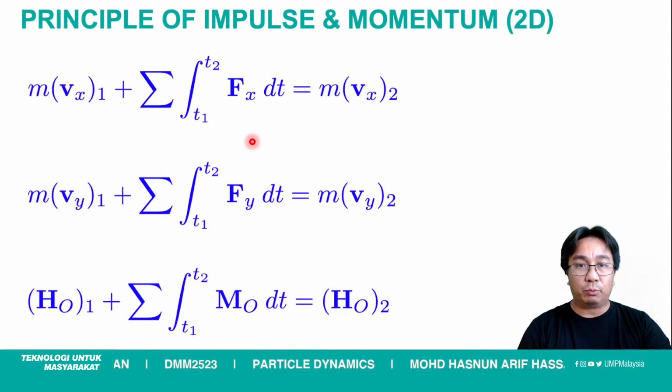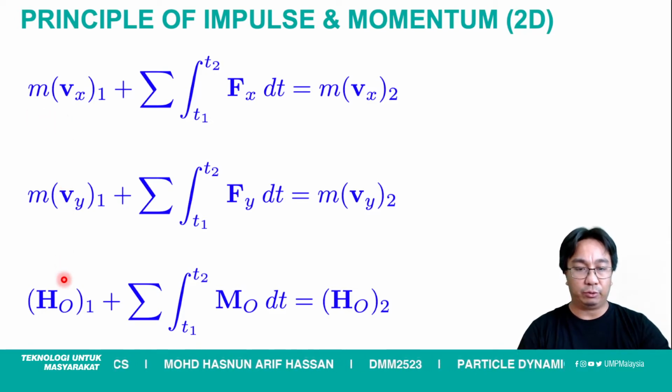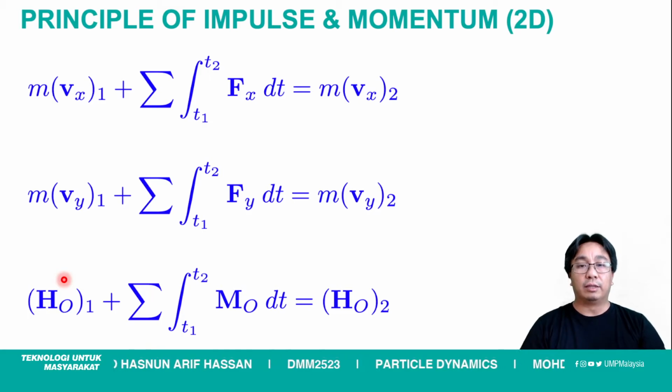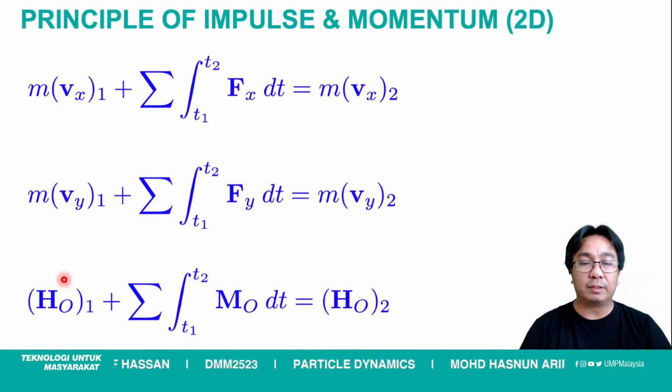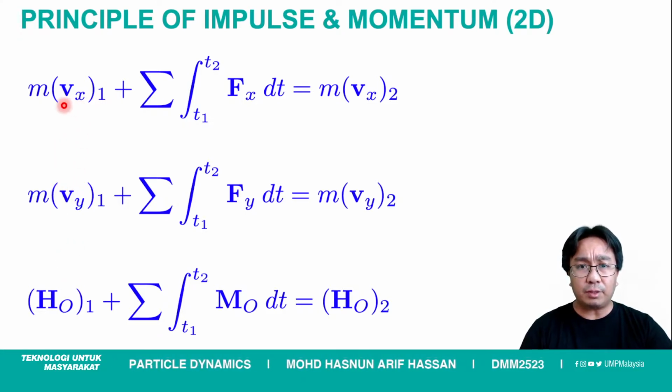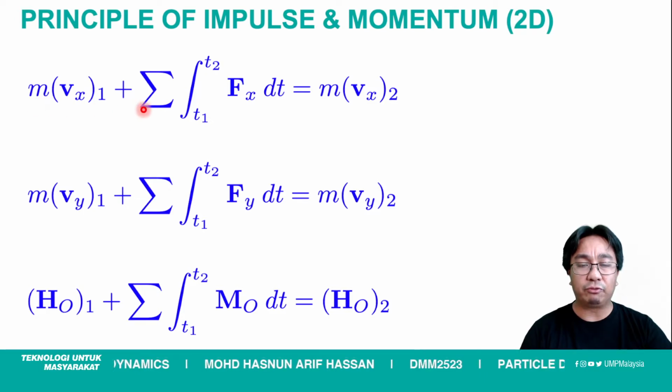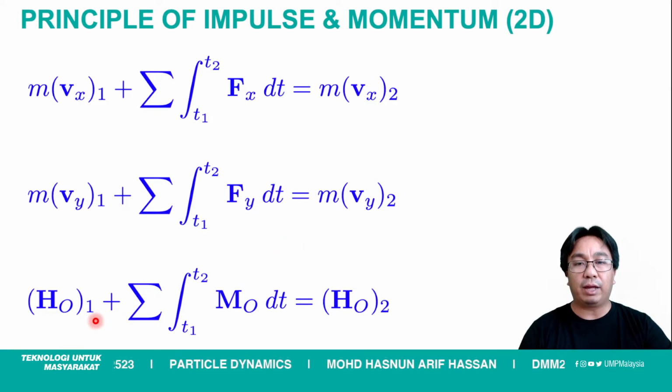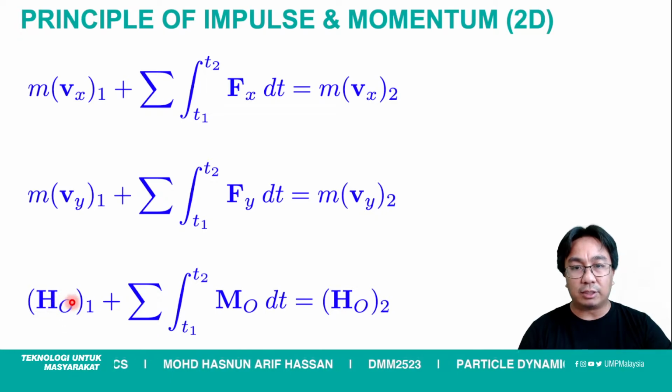Now, if we are talking about two-dimensional problems, you will have three equations that you can use to solve the problem, and you decide which equation to use based on the situation of the problem. So you have the principle of linear impulse and momentum in the x-axis, the principle of linear impulse and momentum in the y-axis, and finally the principle of angular impulse and momentum with a rotation about point O.